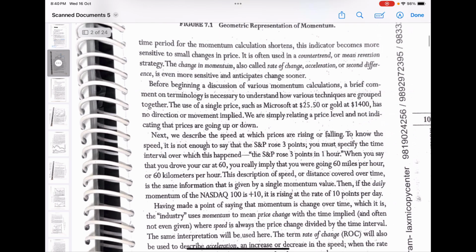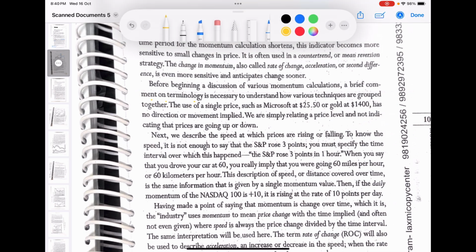Okay. So a brief comment on terminology is necessary to understand how various techniques are grouped together. The use of a single price, such as Microsoft at 25.5 or gold at $1,400, has no direction or movement implied, because we just know that the price is this much. We don't really know how much time it took to reach there or how much of a move it showed. We only know this particular level or point of price.